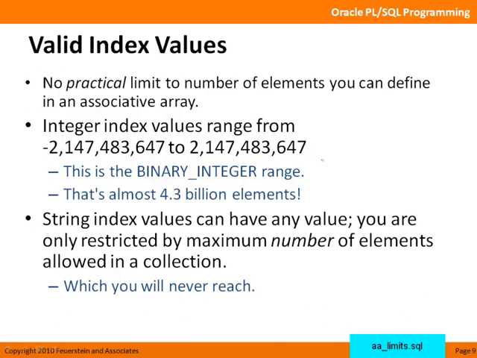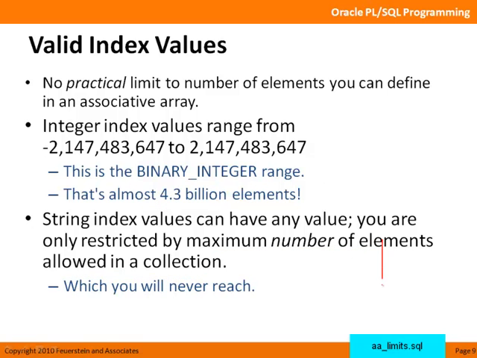String index values can have actually any value. So if you're defining an index by string, you can use Smith, Jones, etc. There's no specific range of values that is defined, only the maximum number of elements allowed in your collection. So you can use any string you want, but you can only have up to this many different strings used in your collection. Again, you will never reach that limit in practical day-to-day work with a collection because you won't have enough memory in your session. So you can use any string value you want for indexing.